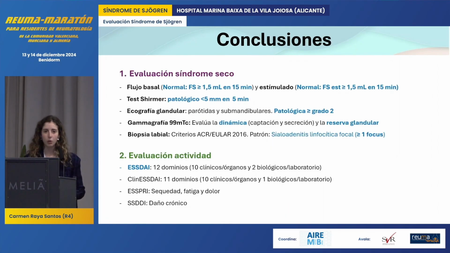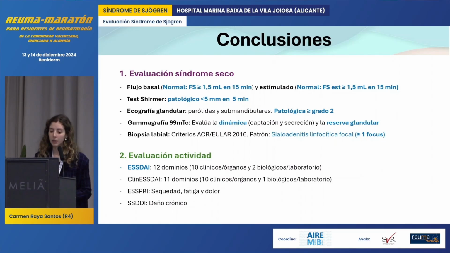And now I'll finish with my conclusions and give a brief summary of everything I've discussed. In the first part, the evaluation of dry syndrome, remember that basal flow is considered normal when it is greater than or equal to 1.5 ml in 15 minutes. And the stimulated flow, for which pilocarpine is commonly used, is also considered normal if it is greater than 1.5 milliliters in 15 minutes. The Schirmer test, which is used to assess ocular involvement, is considered pathological when it measures less than 5 milliliters in 5 minutes.